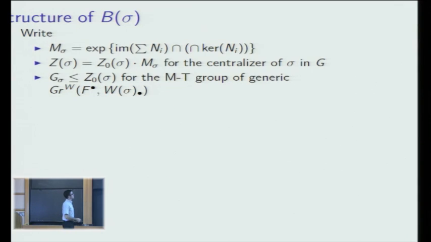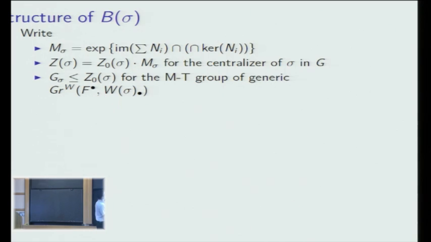Let's write M sub sigma for the Lie group associated to the Lie algebra given by the image of N_i, of the sum of the N_i, intersect all of the kernels of the N_i. And let Z of sigma be the centralizer of sigma in G. The actual centralizer is what I want. And this is supposed to be basically a Levi decomposition into the graded weight 0 part and the weight minus 1 part. I'm making a statement here saying that the weight minus 1 part is M sigma.